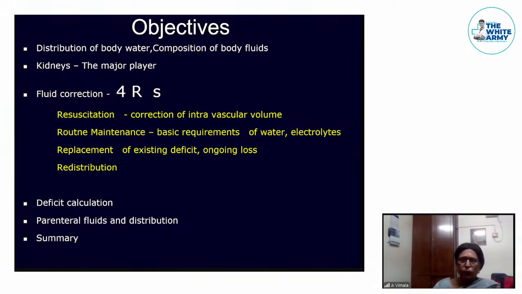Lot of mathematics involved in fluid therapy. So we have to calculate how much of the deficit before we decide on how much of fluid is to be given. We will have a brief note on the parenteral fluids which are commonly being used and how it gets distributed in the body compartment.